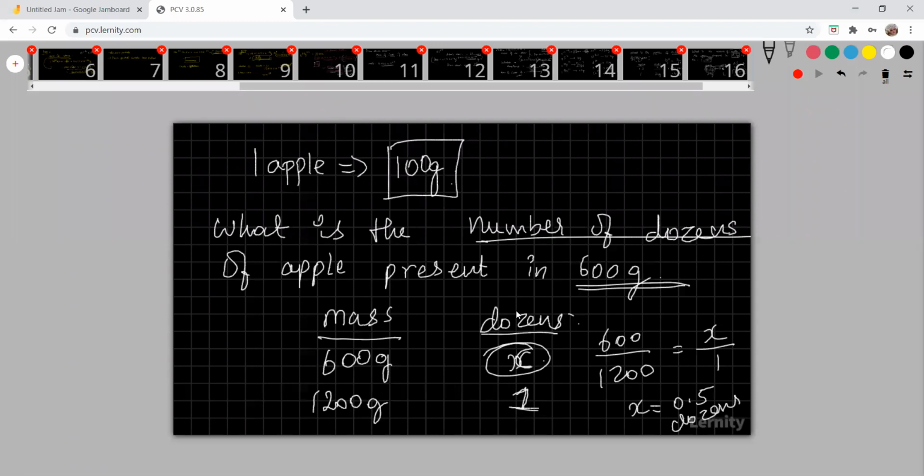Ma'am, instead of this step, can we use given mass by molar mass? The formula is right. Okay, but I don't prefer formulas, because when you go for questions in NEET or JEE, you cannot rely on formulas. Okay, now, ma'am, we have derived our own formula.